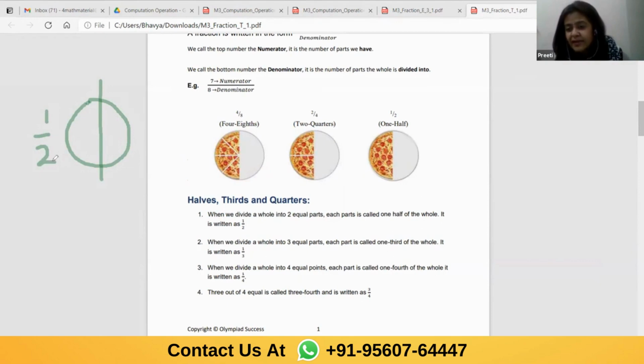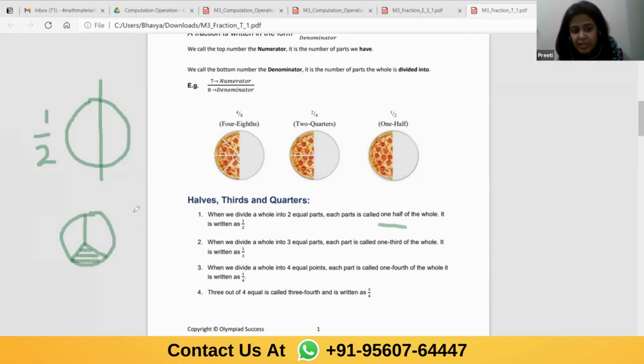Because we are dividing this whole into 2 equal halves and we are considering 1, so we say 1/2. This is the way of writing in words. Suppose I have this one thing which I am dividing into 3 equal parts, but I need only 1 out of 3.